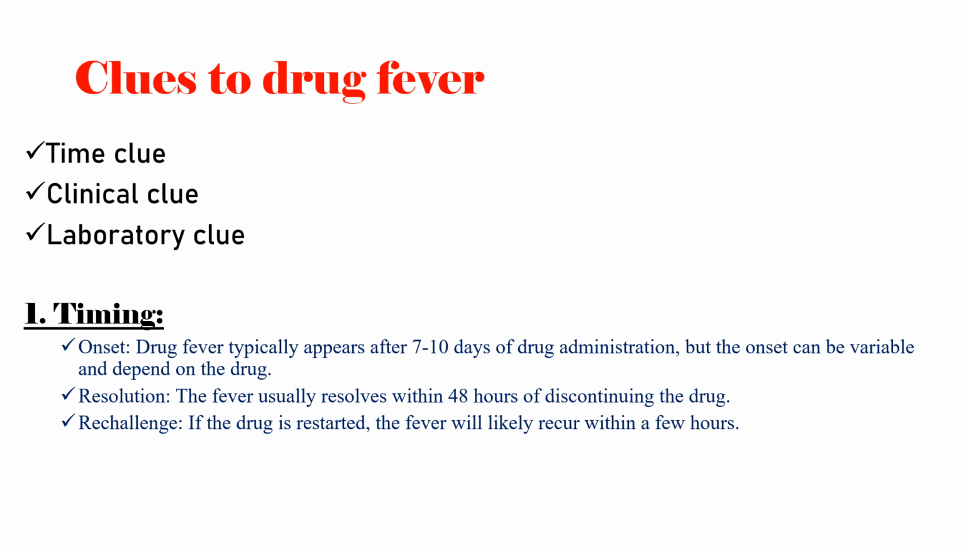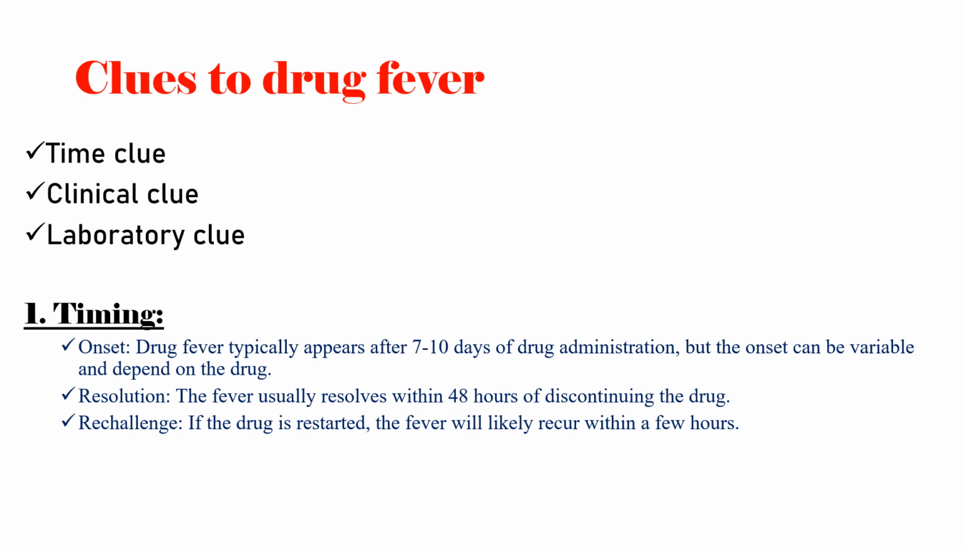Let's see certain clues to consider drug fever. Drug fever is a fever that develops after drug administration and typically resolves within 72 hours of stopping the drug, and is not due to another cause. Clues that suggest drug fever include the timing of the fever relative to the drug administration, the absence of other cause for fever, and a few other clinical and laboratory findings.